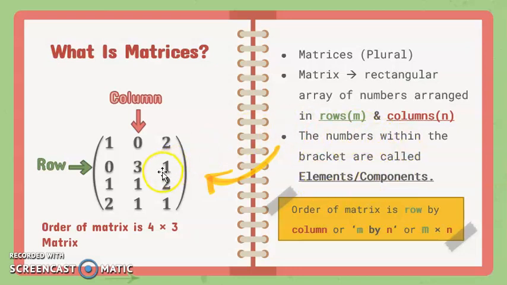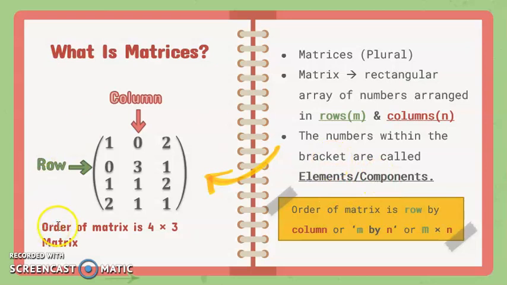So let's take an example. This is an example of a matrix. To write down a matrix, you need to put a bracket first. That is very important. Next, we have rows and columns. Rows are the horizontal sides. Columns are the vertical sides. The numbers inside are what we call elements or components here.